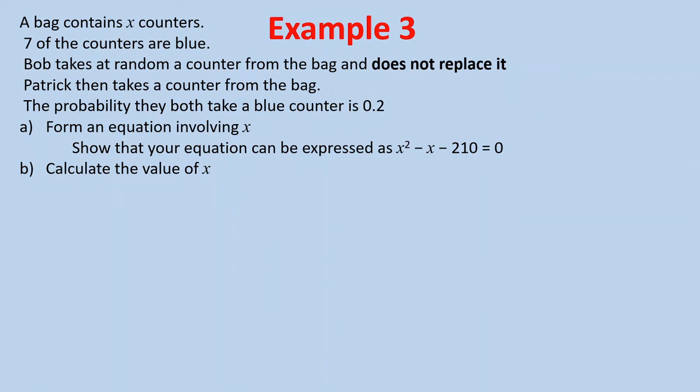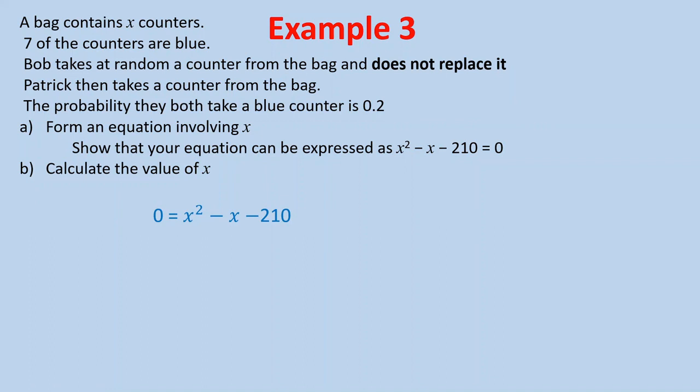Even if we couldn't find the equation in part A, we can solve that equation to find the value of x. But notice that this is a quadratic. We don't solve quadratics by getting x on its own. You can either use a formula or you can factorize. Think of a number that multiplies to make negative 210 and adds to make negative 1. Remember, if there's no coefficient, no number in front of the x term, that number is 1.